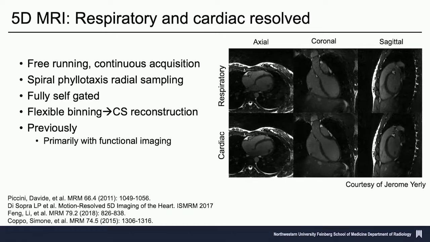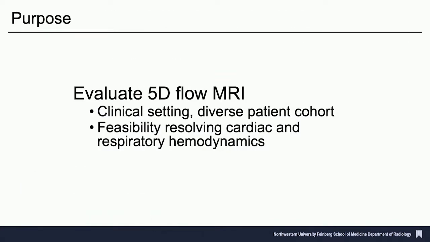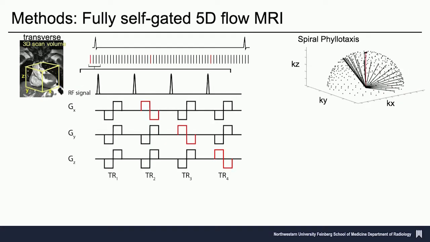So previously, work on this has been primarily done with functional and anatomical imaging. So we actually partnered up with their team to go from 4D to 5D flow and add this respiratory dimension. So the purpose of this study is to evaluate 5D flow MRI, specifically in a clinical setting in a diverse patient cohort, and also look at the feasibility of resolving cardiac and respiratory hemodynamics in these patients.